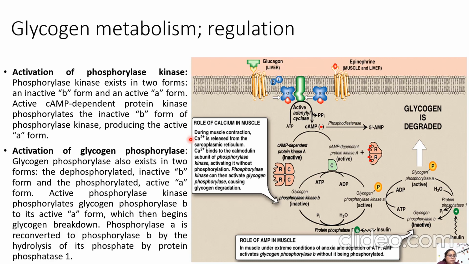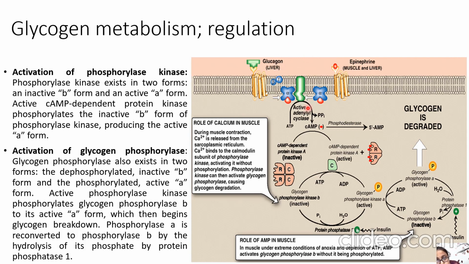Activation of the glycogen phosphorylase. Glycogen phosphorylase also exists in 2 forms, the dephosphorylated inactive B form and the phosphorylated active A form. Active phosphorylase kinase phosphorylates glycogen phosphorylase B to its active A form, which then begins glycogen breakdown. Phosphorylase A is reconverted to phosphorylase B by the hydrolysis of its phosphate by protein phosphatase 1.